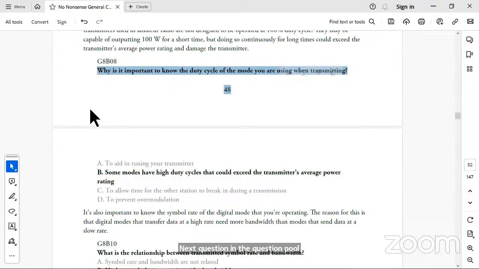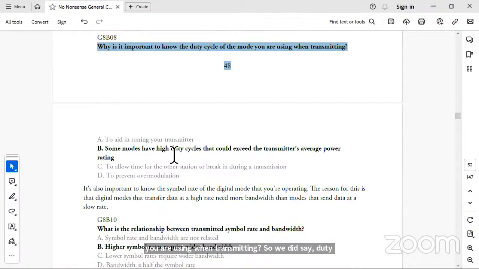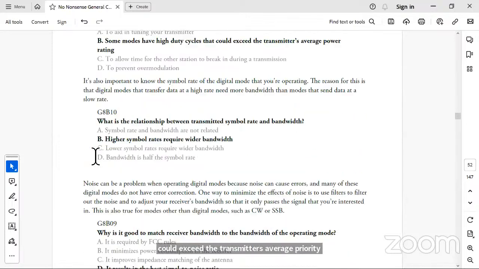Next question in the question pool. Why is it important to know the duty cycle of the mode you are using when transmitting? So we did say duty cycle is important to know, especially for digital modes, because some modes have high duty cycles that could exceed the transmitter's average power rating. In other words, you don't want to mash up your equipment.